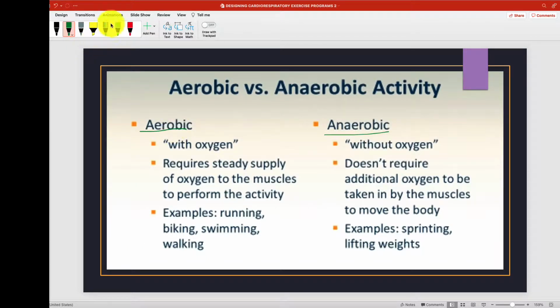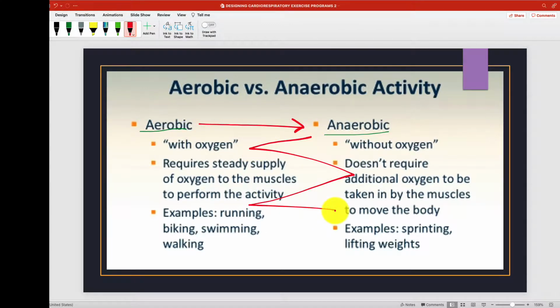We are switching metabolic pathways. When we do intermittent exercise, we're going from this to this to this to this, right? Every time we stop and rest, we're changing the metabolic demands of the muscle. And that's why we don't want to do intermittent. We want to keep it oxidative.